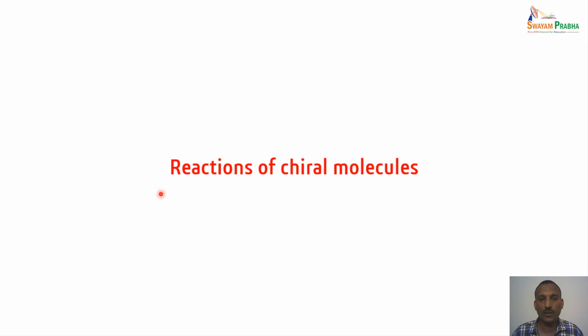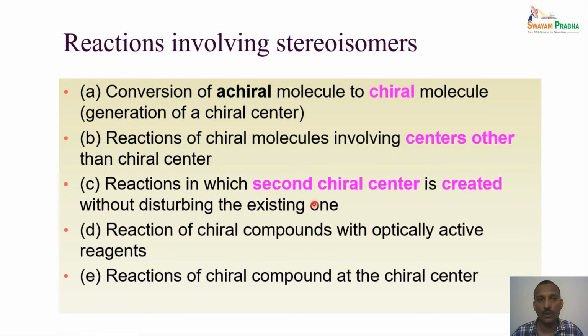Let us now study the reactions of chiral molecules. We will be studying reactions involving stereoisomers. Various types are known. We will first study the conversion of an achiral molecule into a chiral molecule, which means we are going to generate a new chiral center.